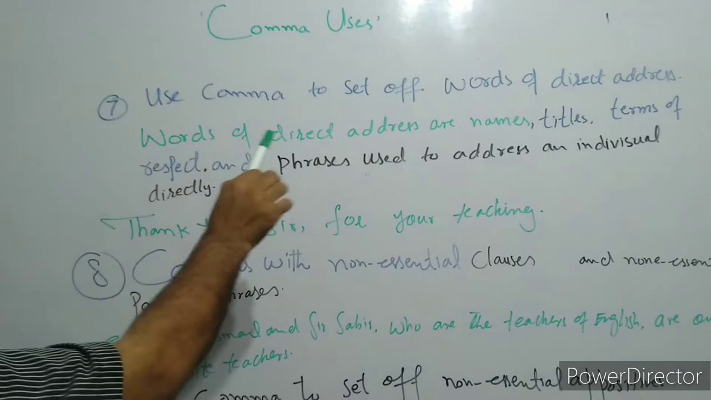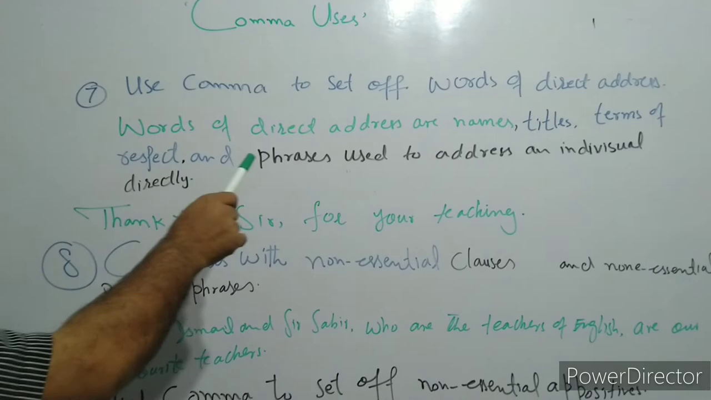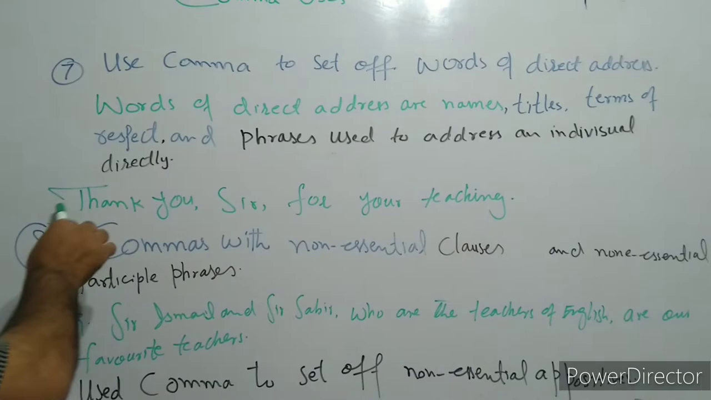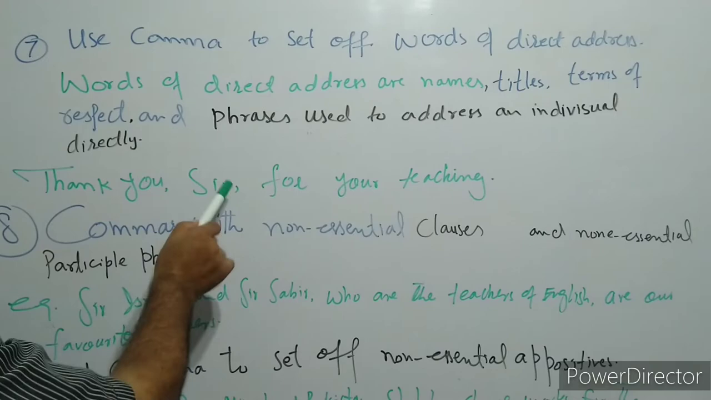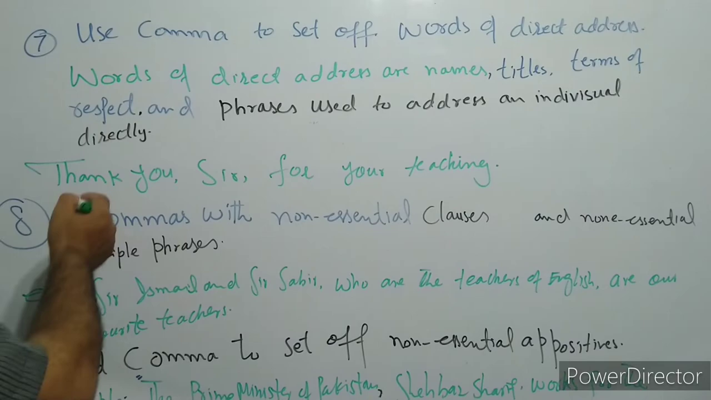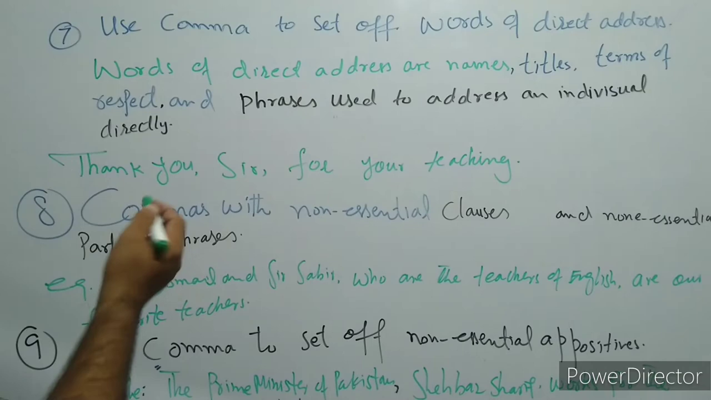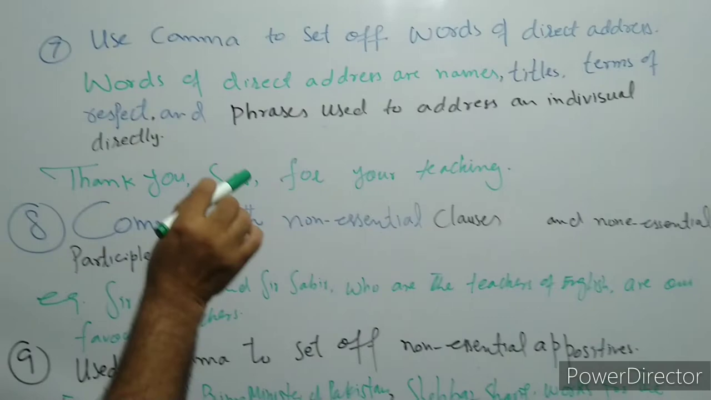Use comma to set up words of direct address. Words of direct address are names, titles, terms of respect, and phrases used to address an individual. Example: thank you, sir. Here "sir" is a title for your teaching. So we use comma to set up words of direct address. Thank you, Etisham. Well done, Etisham, for your help. So these are words of direct address.